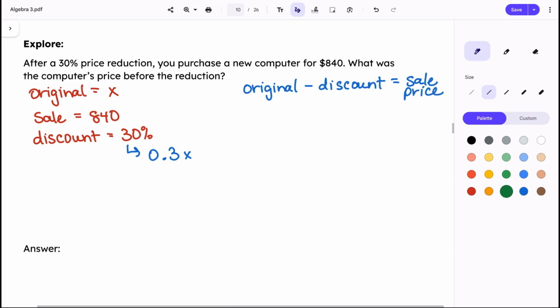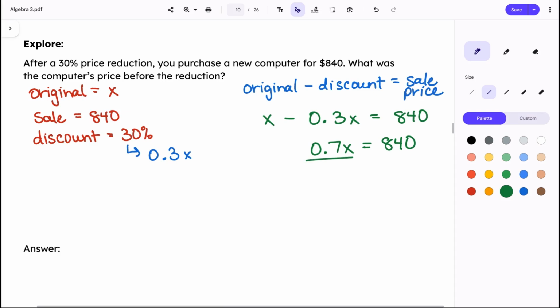We don't know what the original amount was. We just know that it cost something. So we're going to call that X. We know that the discount was found by taking 30% of that cost, so 30% of X, and that equaled $840. If we combine these terms on the left, it's like 1x minus 0.3x. That's 0.7. Which should make sense. If you're not paying for 30% of the cost, you are responsible for paying 70% of the cost then, because you have to make up the difference to 100%.